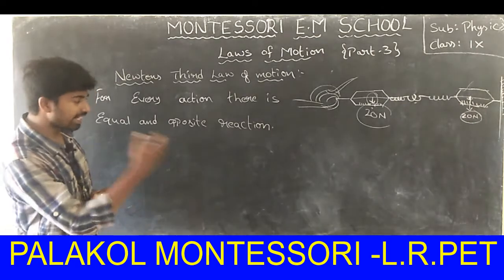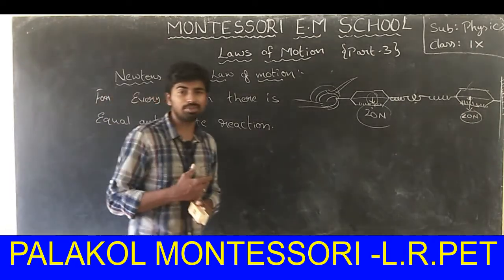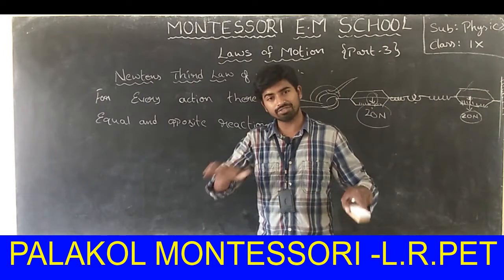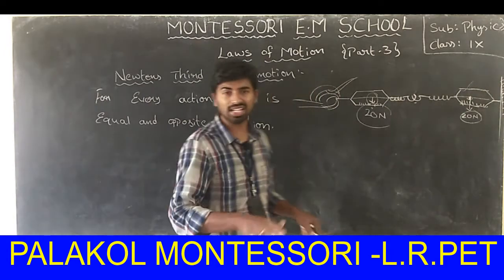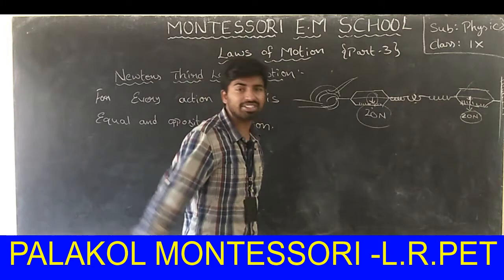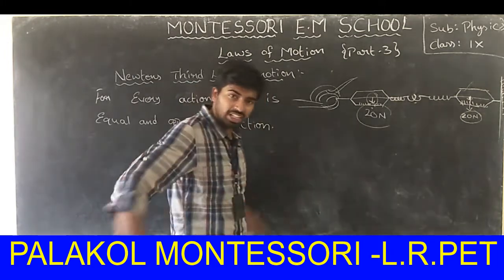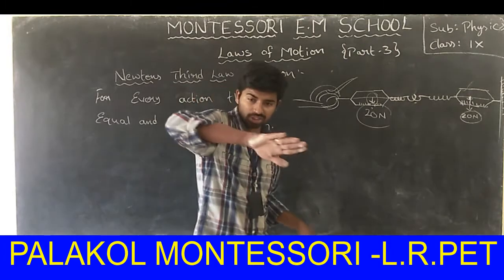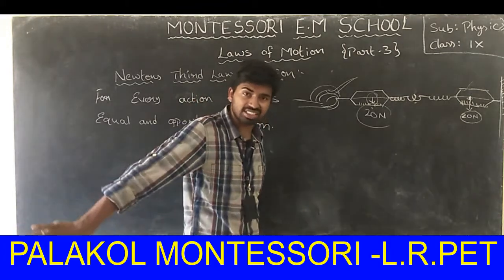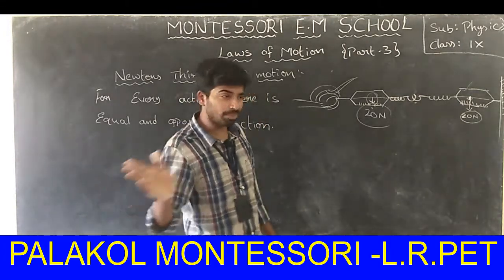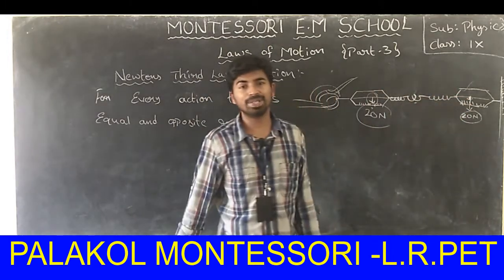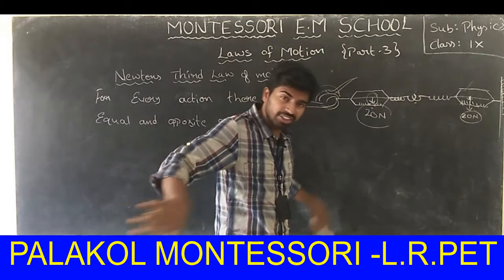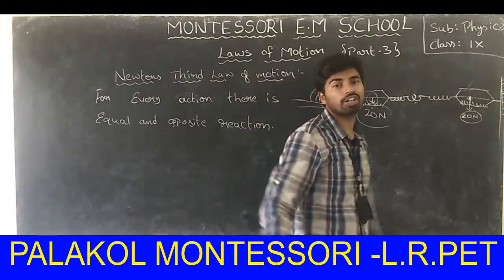There are several examples in nature. For example, the birds in the sky. What will happen? The wings of the bird push the air in the backward direction. How does the bird fly? It applies force on the air in the backward direction. So again the air pushes the bird in the forward direction. If it applies force in the backward direction, it will move in the forward direction.